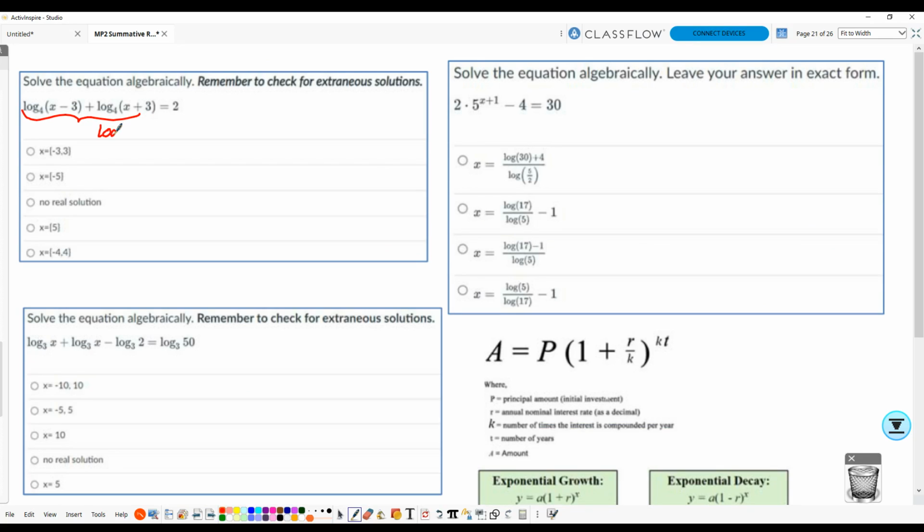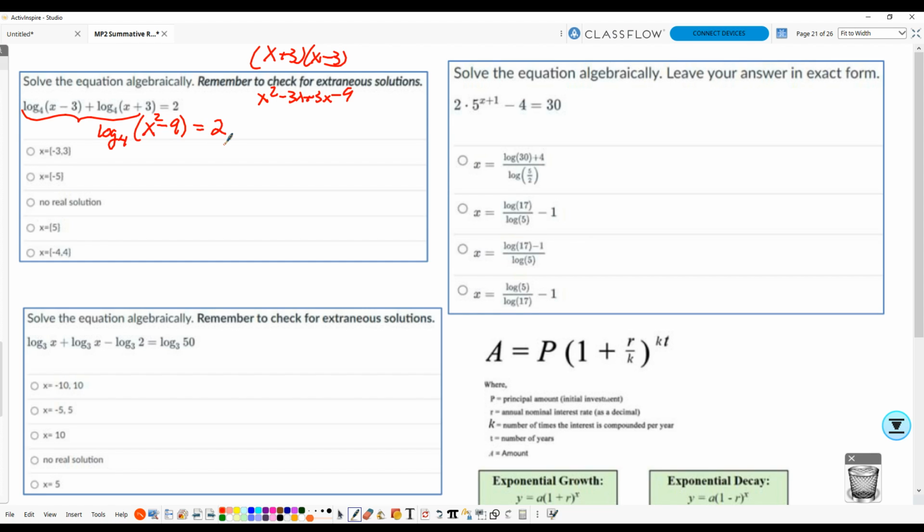Remember, logs addition across is multiply inside. And x plus 3 times x minus 3. X times x is x squared. Minus 3x plus 3x, they undo each other. Negative 3 times positive 3 is negative 9. So this is x squared minus 9.